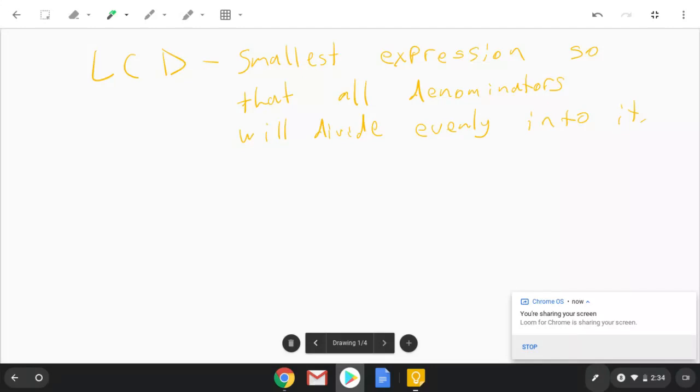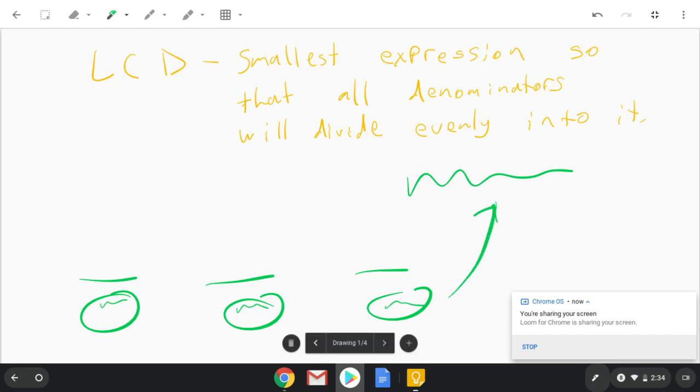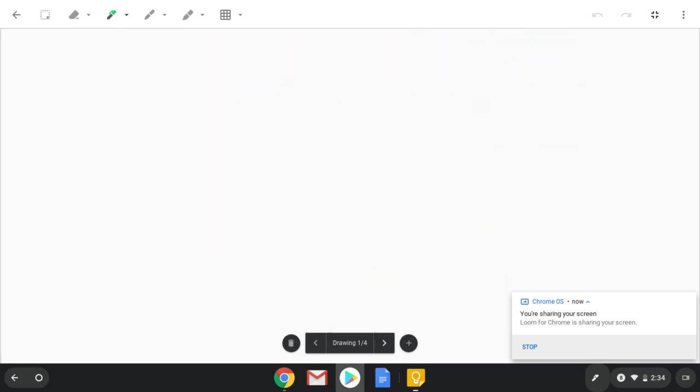In this video, I'm going to try to explain what the least common denominator is, or the LCD. It's the smallest expression so that all the denominators will divide evenly into it. We're going to have a bunch of denominators, and we want to find some expression so that all of these will divide evenly into it, and it has to be the smallest that it can be. Let's try.